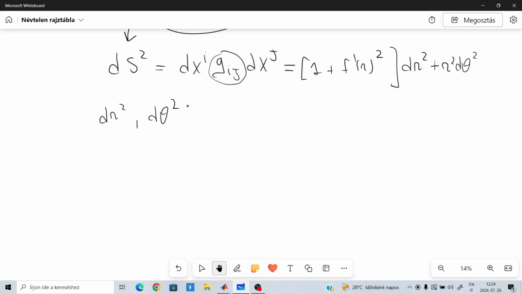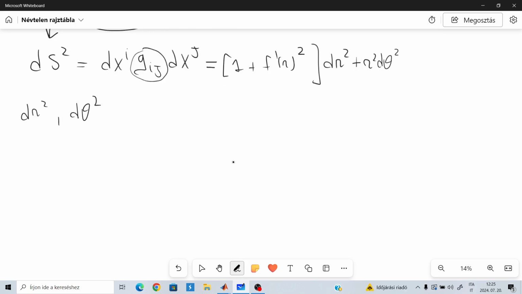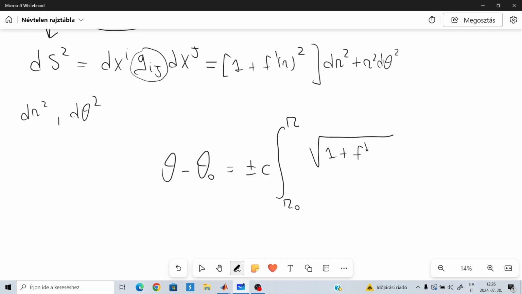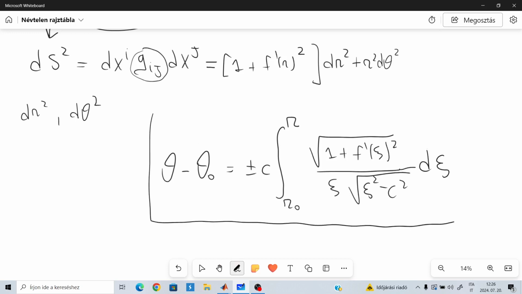In particular, it's quite easy. You simply have to separate the variables and then integrate, and you can write down the following equation: theta minus some constant theta 0 equals plus or minus c times the integral from r0 to r of the square root of 1 plus f prime of xi squared, divided by xi times the square root of xi squared minus c squared, dxi.